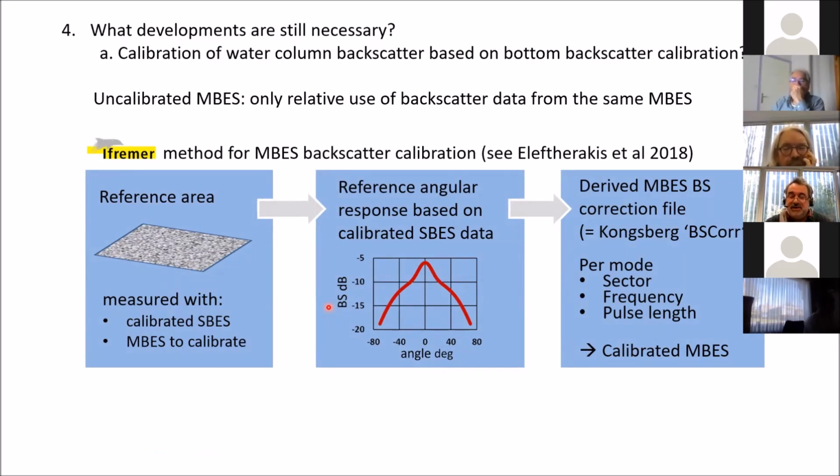From the measurement taken on the reference zone with the multi-beam echosounder, we can derive the BScorr file. So we pass from this reference angular response to a derived multi-beam correction file, the BScorr file. But you have to know that you have to create one BScorr file per mode, meaning per sector mode, per frequency, per pulse length.